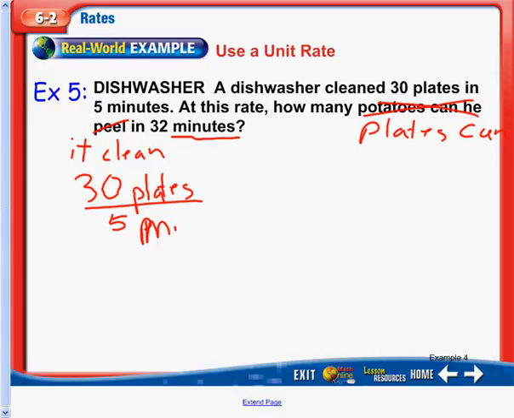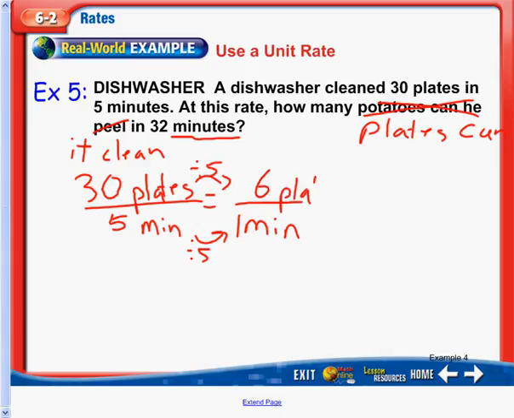So again, minutes is going to be our denominator. So 30 plates per 5 minutes is going to break down in plates per 1 minute. So we divided by 5 on the bottom. We also have to divide by 5 on the top. 30 divided by 5 is going to give us 6, and again our label is plates. So now we found our unit rate. That was our first part of the question.